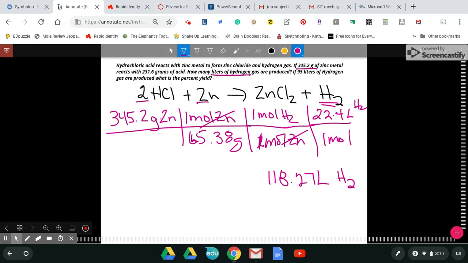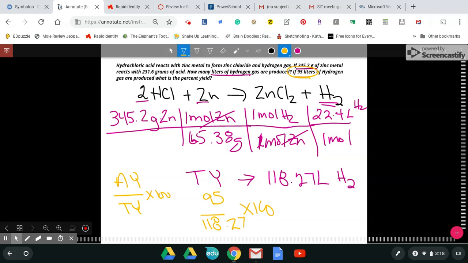Now, this is a percent yield problem. Remember, this right here is your theoretical yield, what you should make. It told you that you made 95. So actual yield over theoretical yield times 100 is your percent. So my actual is 95 divided by 118.27 times 100. This should have given me a percent yield of 80.32%.